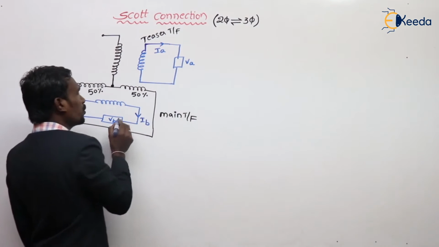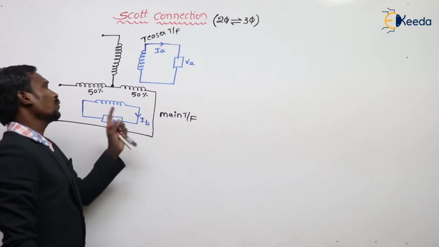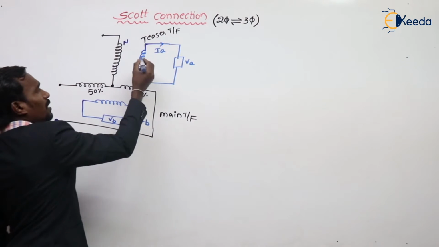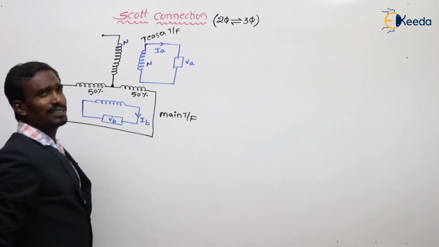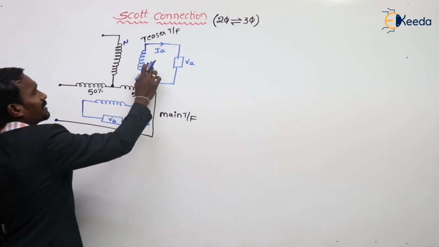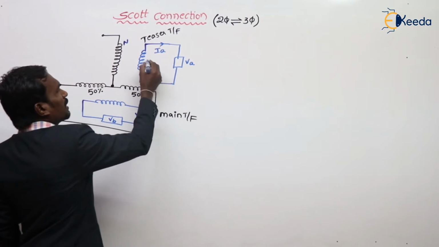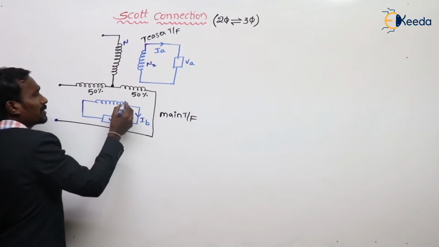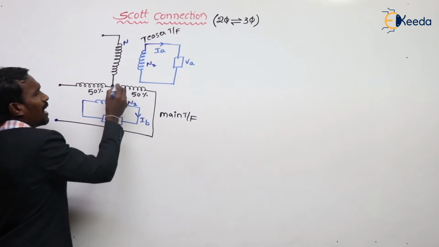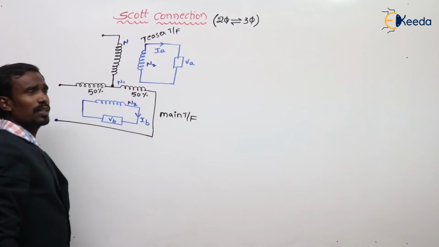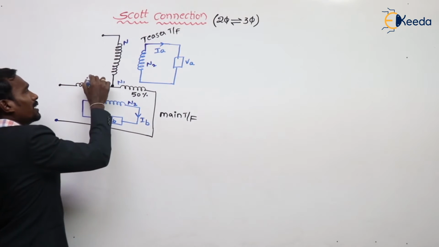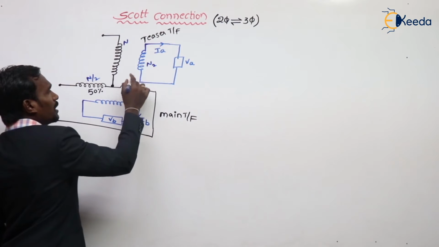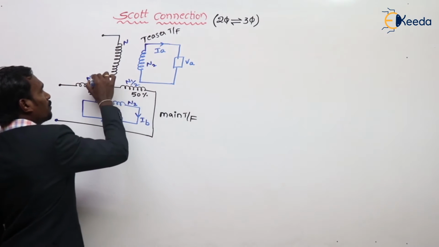And here we have only two phases. For example, this is the number of turns N of the teaser transformer. Take this as the secondary N2 and this as the primary N1. This N1 is divided into two parts, N1 by 2 and N1 by 2 in the main transformer.